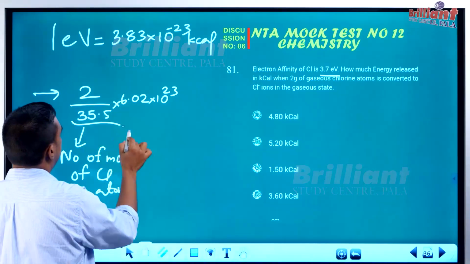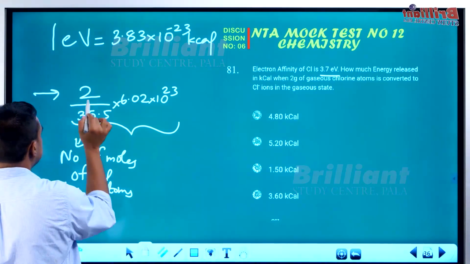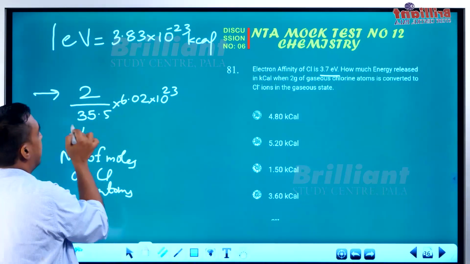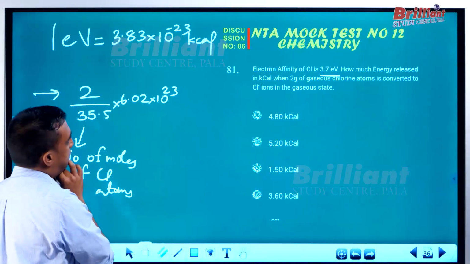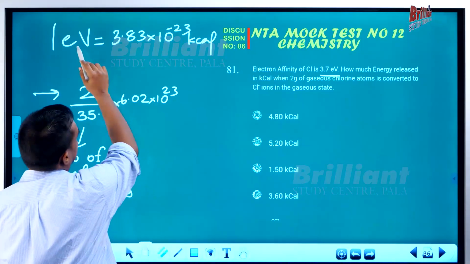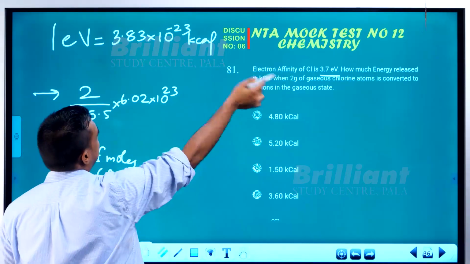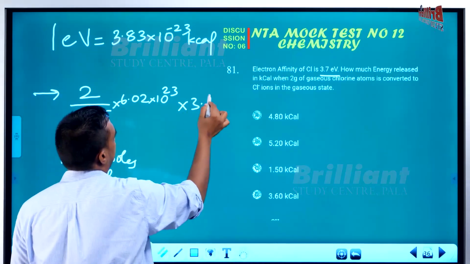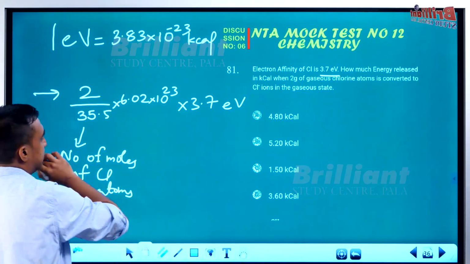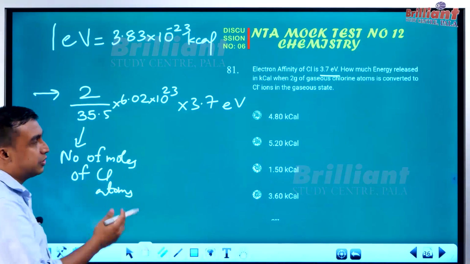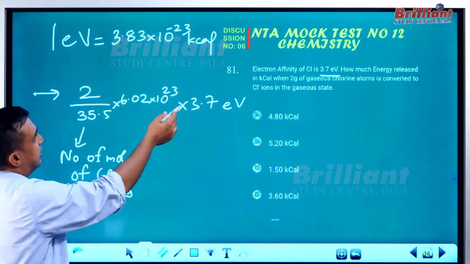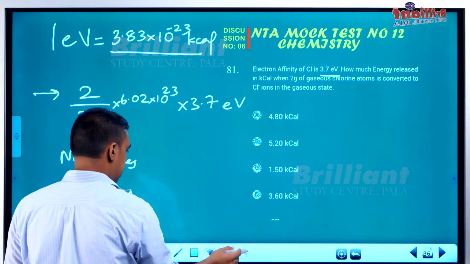If I write it that way it may cause confusion. Anyway, this quantity is the total number of atoms. Now the energy released by one atom is 3.7 electron volt. So multiply by 3.7 electron volt. This is the energy released by all the atoms in 2 gram, in electron volt. But I want this energy in kilocalorie, so I have to do this conversion also.